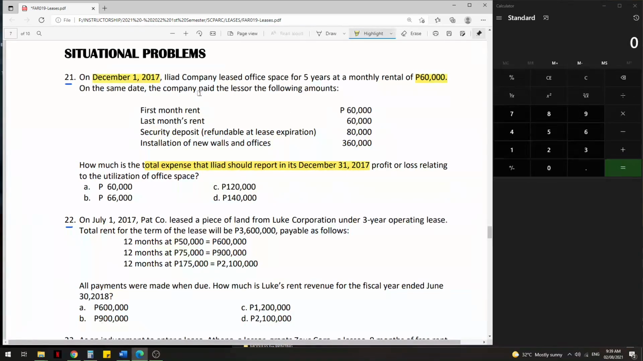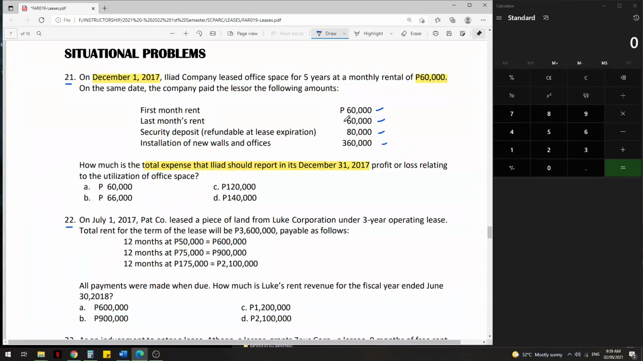Also, on the same date, the company paid the lessor the following amounts. Binayaran to lahat. Una, first month rent. Pangalawa, last month rent. Then, security deposit, 80,000. Installation of new walls and offices, 360. So, ang property na nirentahan natin is an office space. We installed walls and maybe setup for the office. This could be building improvements.